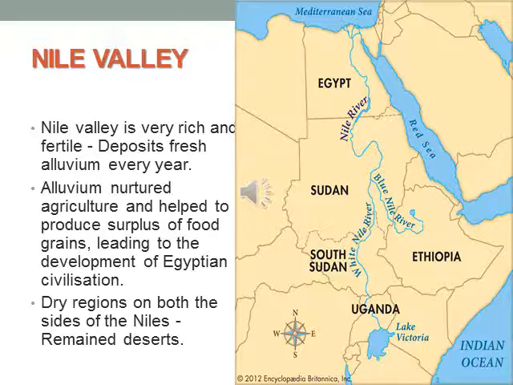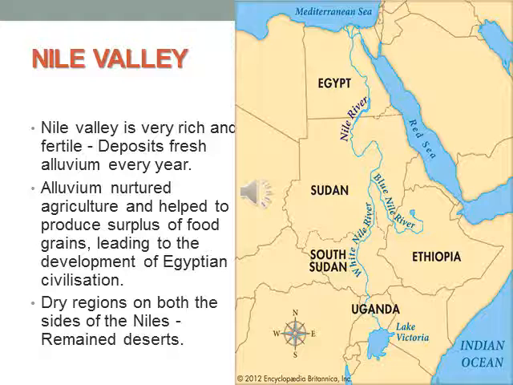So the Nile Valley is very rich and fertile because the river deposits fresh alluvium every year. This alluvium nurtured agriculture. Nurtured means to encourage something to develop. The alluvial soil deposited by the river Nile every year developed agriculture and helped to produce a surplus of food grains, leading to the development of Egyptian civilization.